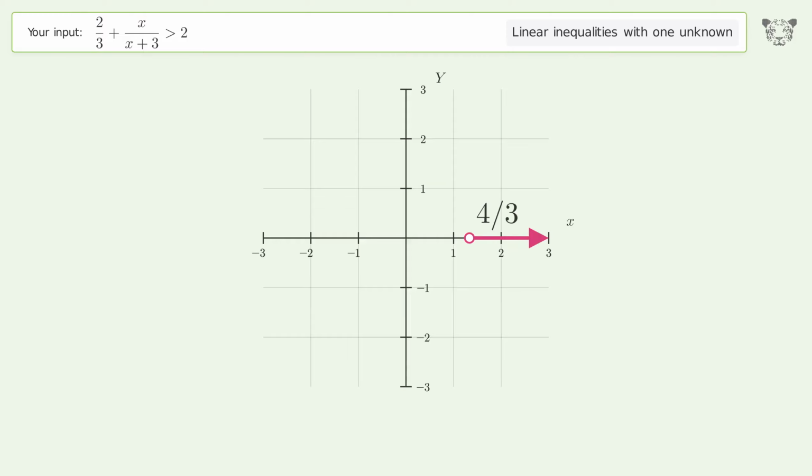And so the final result is x over x plus 3, greater than 4 over 3 greater than 11 over 3.